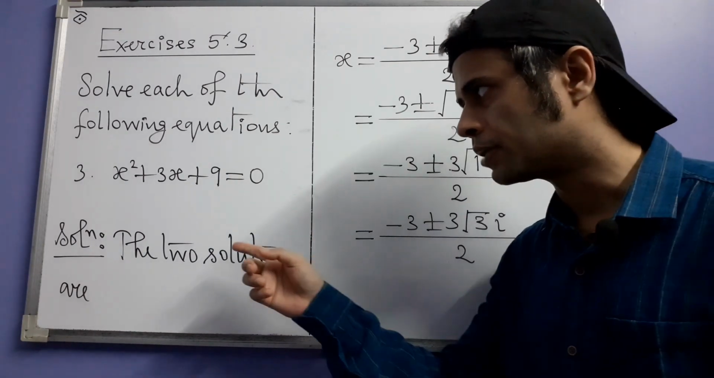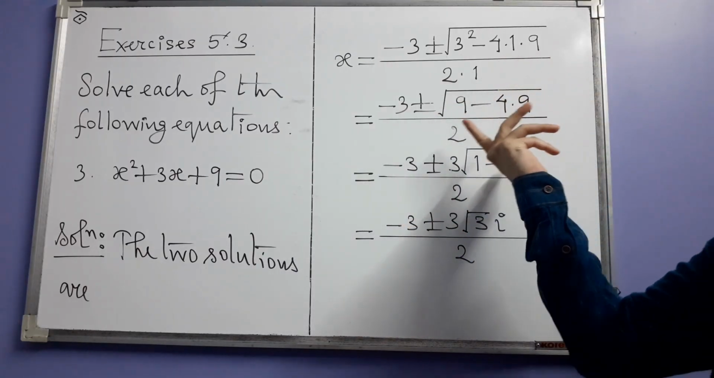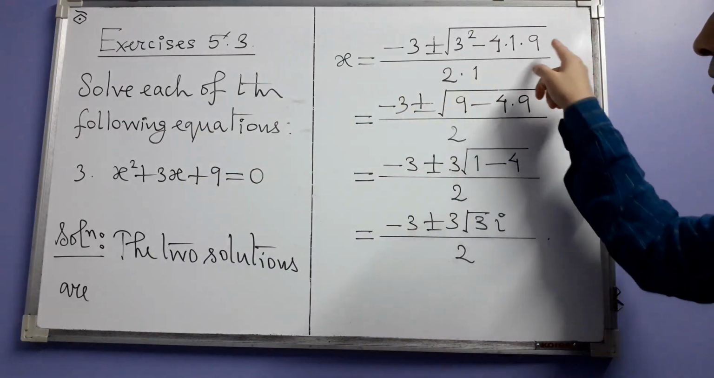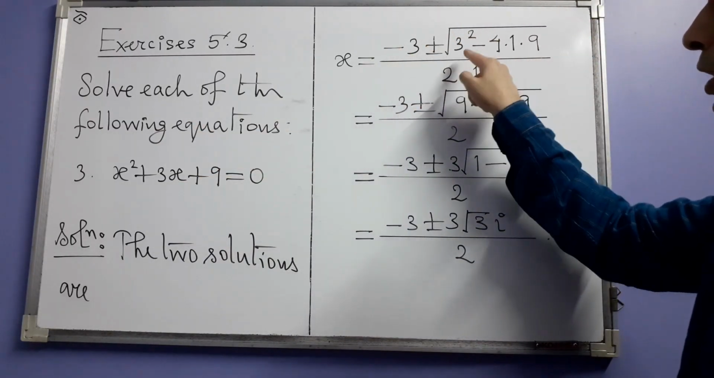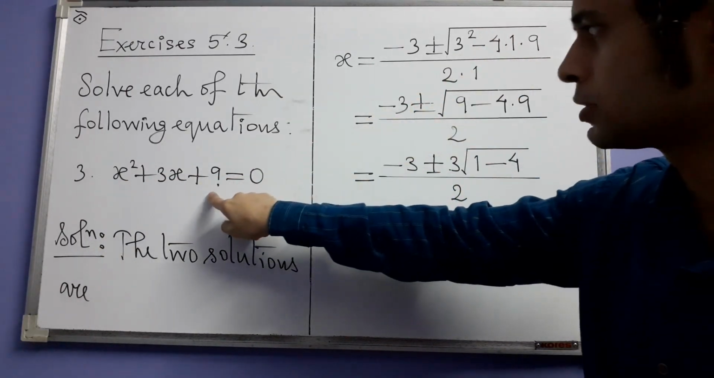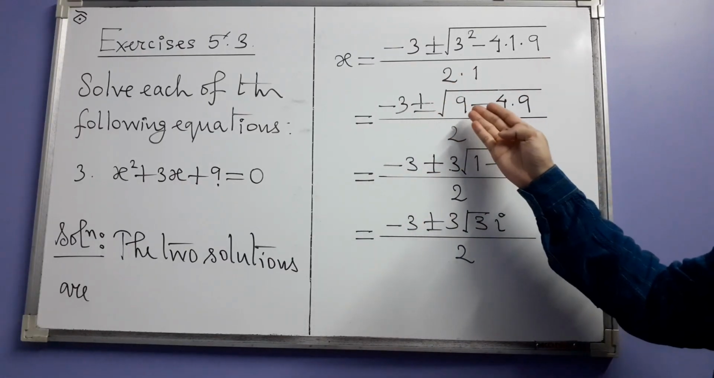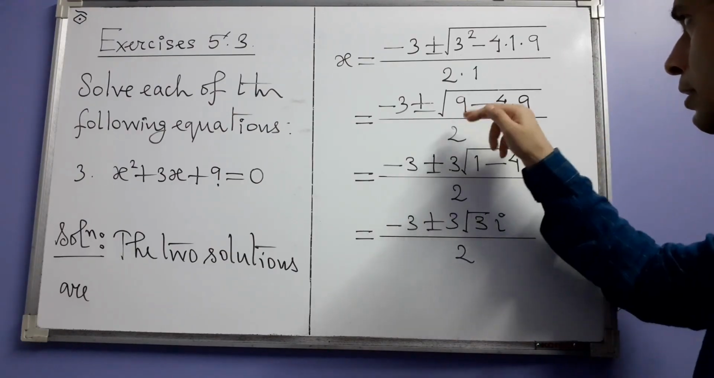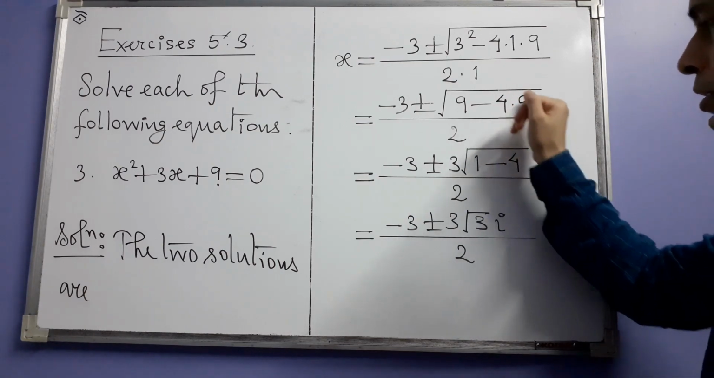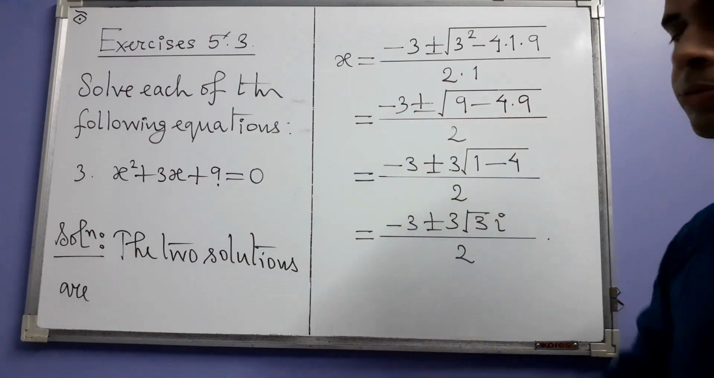This is the third one, x square plus 3x plus 9 equal to 0. And of course again we have these two roots. In this case b is 3, a is 1 and c is 9. So minus b plus or minus root b square minus 4 times a, which is 1, times c, which is 9, divided by 2a, 2 times 1. So the thing inside the radical sign becomes 9 minus 4 times 9. Now instead of doing this multiplication and then doing the subtraction, I have decided to take this 9 outside.